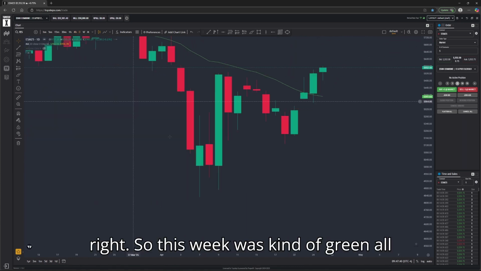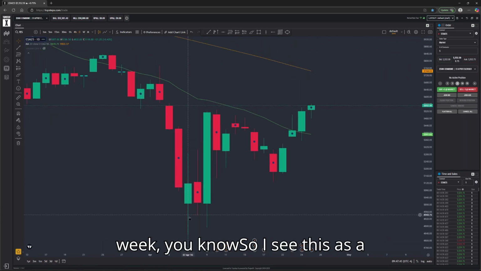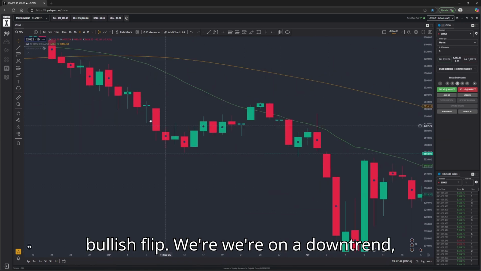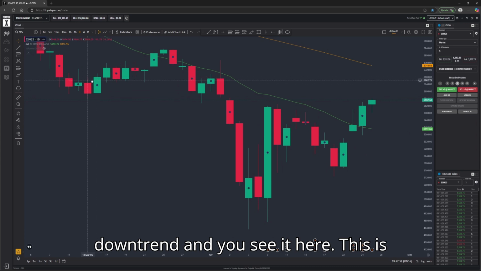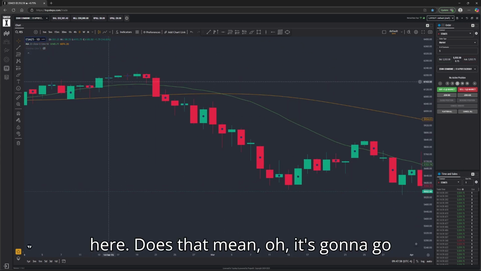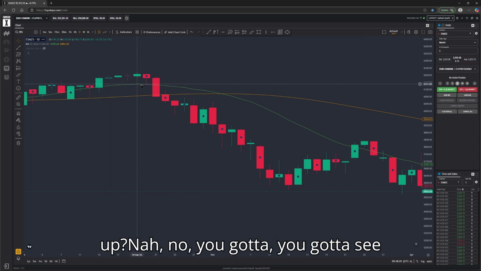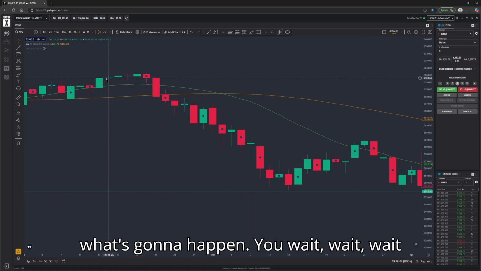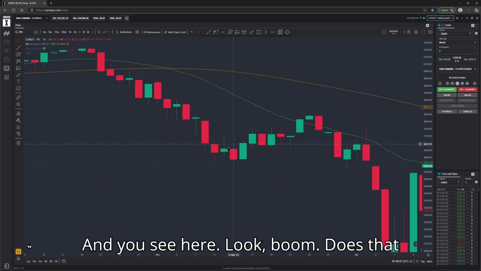It's like a bullish flip, right? So this week was kind of green all week. So I see this as a bullish flip. We're on a downtrend, and you see it here. This is the first signal right here. Look right here. Does that mean it's gonna go up? Nah. You gotta see what's gonna happen. You wait, and you see here.